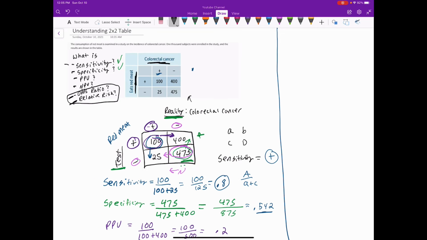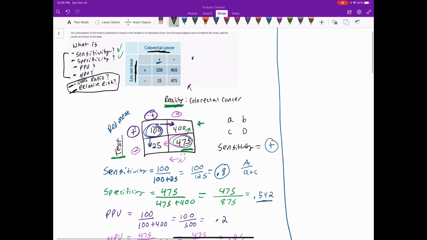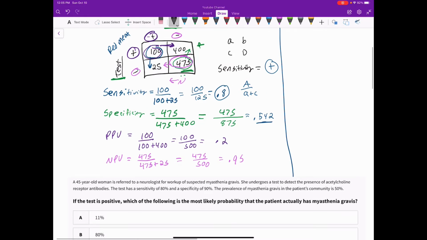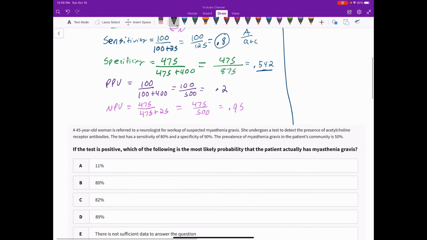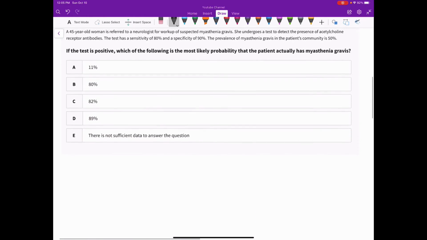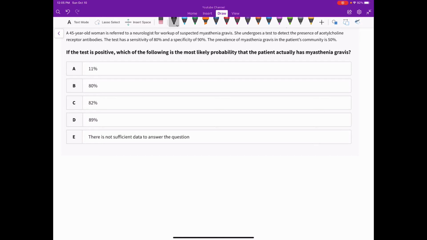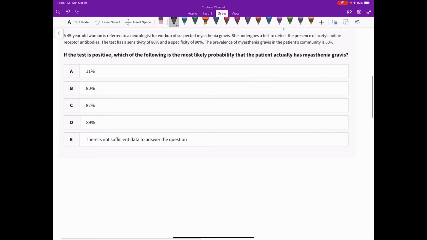Now, practice question with sensitivity and specificity one more time. So we know how we derived it all, right? Now we just have, what if we have to work backwards? So what does that mean? A 45-year-old woman is referred to a neurologist for workup of suspected myasthenia gravis. She undergoes a test to detect the presence of acetylcholine receptor antibodies. Okay, who cares? I shouldn't say who cares, but for the question, the test has a sensitivity of 80% and specificity of 90%. The prevalence of myasthenia gravis in the patient's community is 50%.